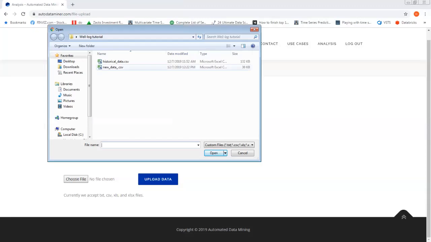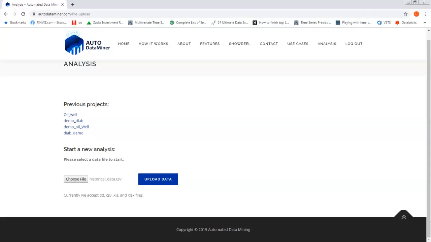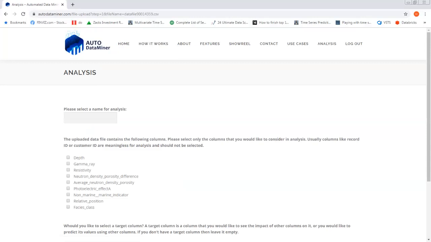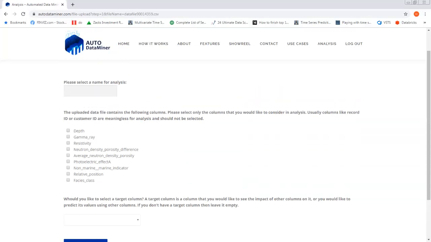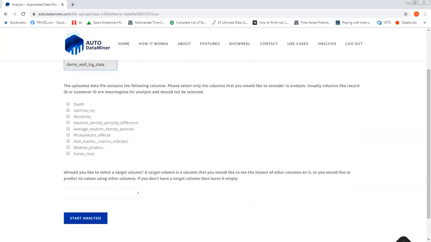What I'm going to do is select the historical data I already talked about, open it, and then upload the data. When I upload the data, I need to answer 3 questions. The first question is, please select the name for the analysis. Very simple. I'll call it demo well-log data. And then in the next step, you need to select the fields that you would like to consider in the analysis.